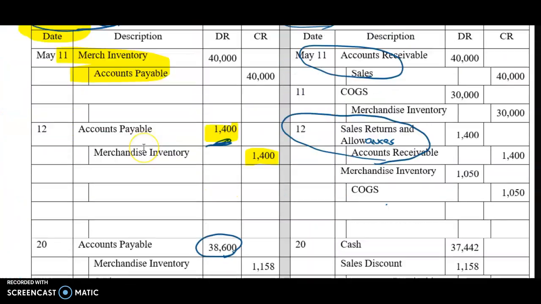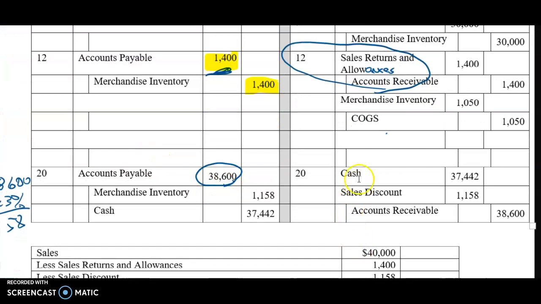Let's get back to where we were. All right, so again, they debit cash, debit sales discounts, and credit accounts receivable for $38,600. See, they no longer have an amount of accounts receivable owed to them for $38,600. It's been paid. They didn't pay $38,600. They paid $37,442 because the buyer said, if you get us the money early, we'll give you a 3% discount of $11.58.